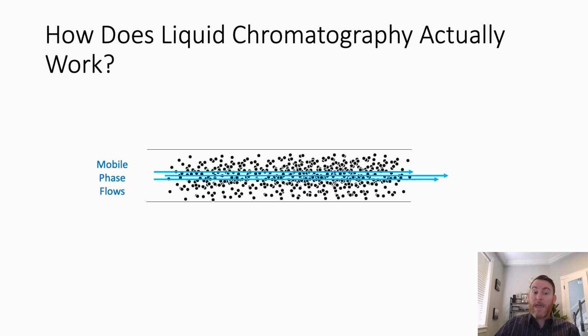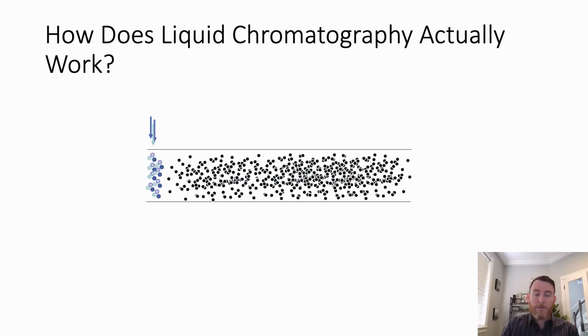You also have a mobile phase with a flow. So you can see the arrows are pointing from left to right, and they are pushing liquid, so the mobile phase, through this analytical column, and it's getting through all those little solid particles that don't move. And finally, you have compounds of interest.